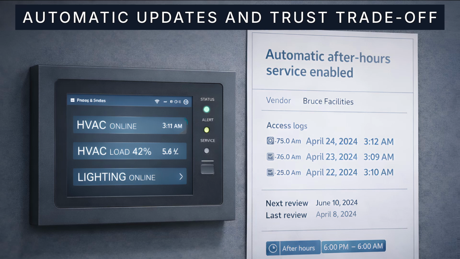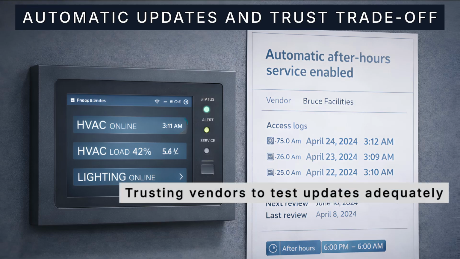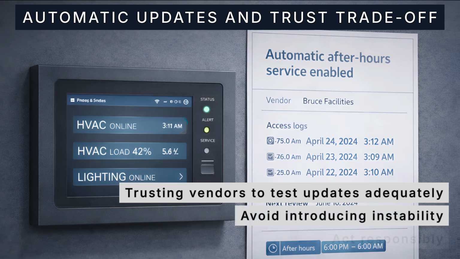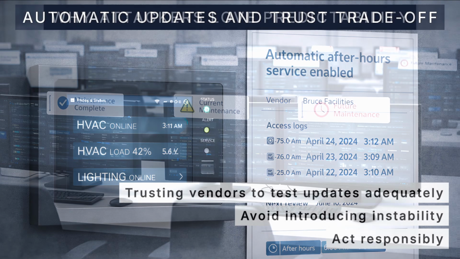Automatic updates and the trust trade-off. Automatic updates reduce human delay. They shrink the exposure window, they improve consistency, they reduce dependence on manual action, but they introduce trust decisions. You're trusting vendors to test updates adequately, avoid introducing instability, and act responsibly. This is a reasonable trade-off in most cases and far safer than a perpetual delay.